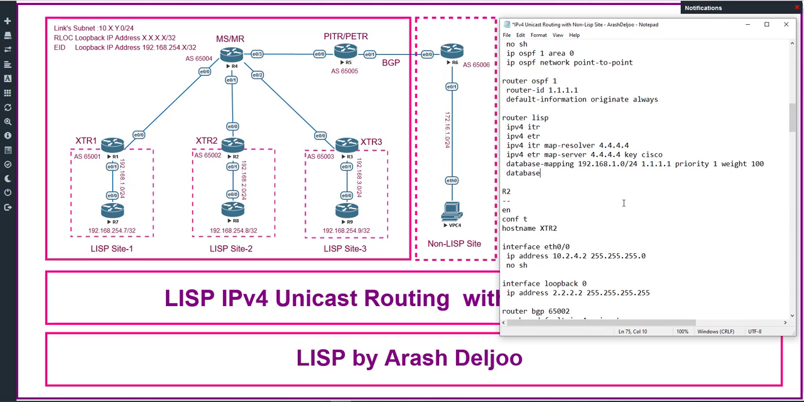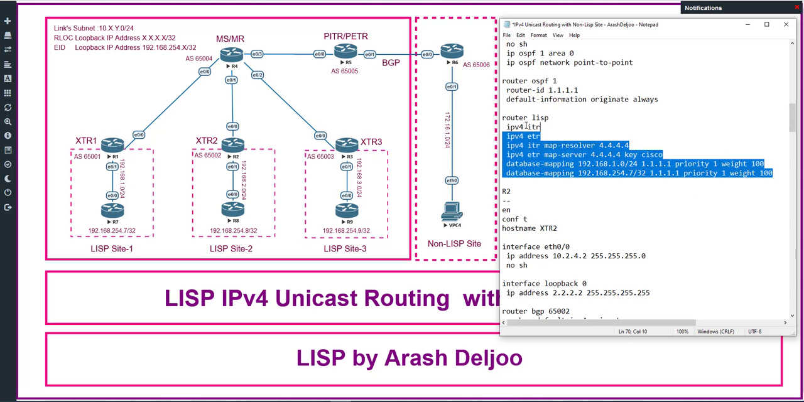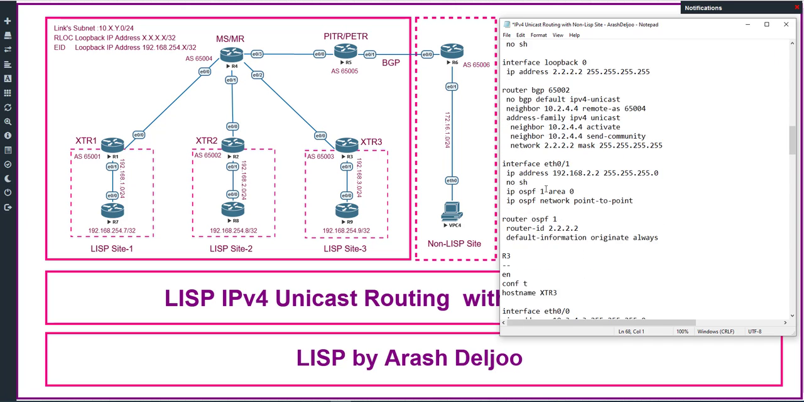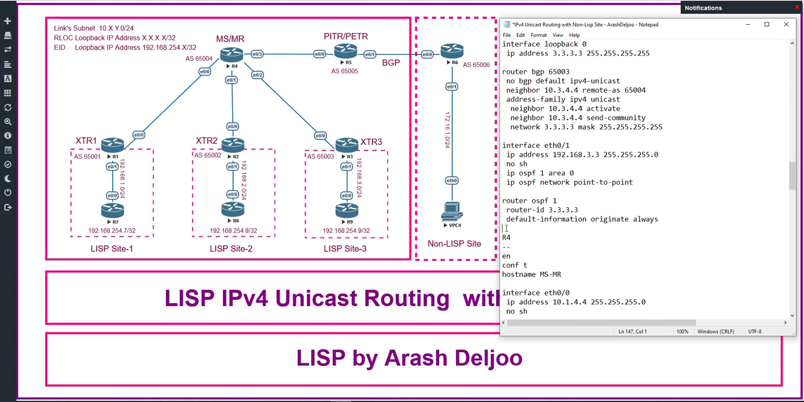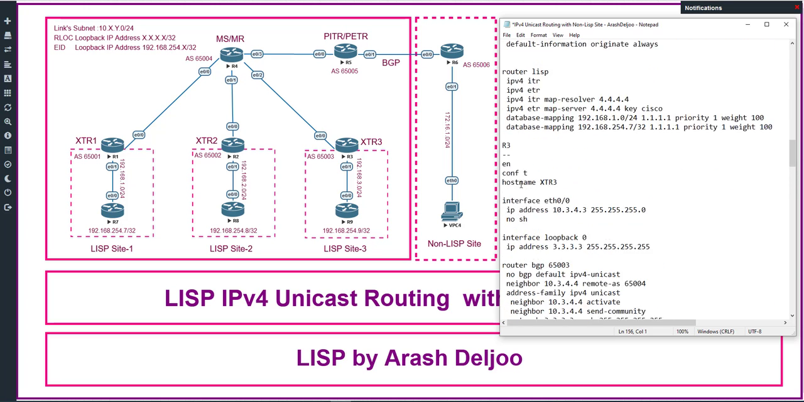Here also I'm going to configure another database mapping statement for the loopback 0 of router 1, 192.168.2.547/32, with the same RLOC with the priority of 1 and also weight of 100. This is the configuration of the router Lisp in the router 1. Let me copy this configuration and paste it on the router 2 and also on router 3. After that, we can modify some part of the configuration.